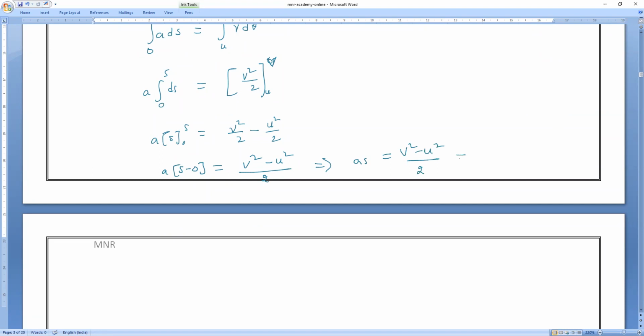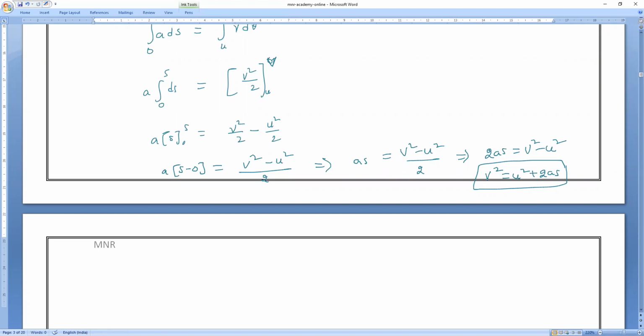2 is in division, so it will come to this side. 2as is equal to v square minus u square. From that, can I write v square is equal to u square plus 2as? Is it right or wrong? So in such a way, using integration, we can solve all three equations of motion. Hope you are all very clear. Anyone having any doubt, please let me know.